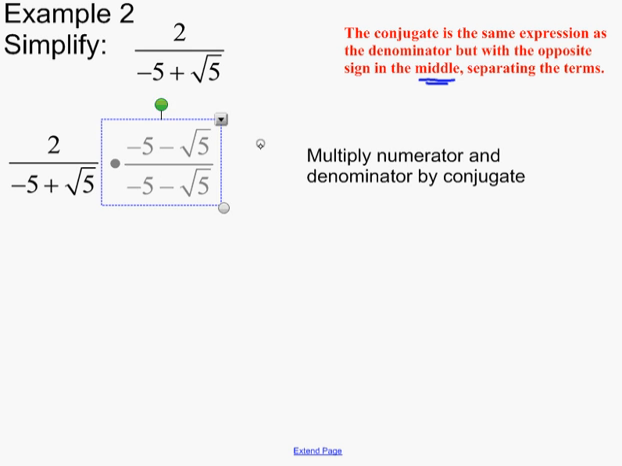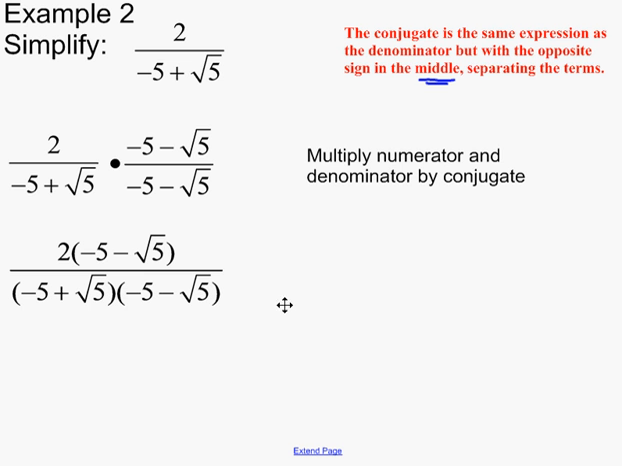So let's go ahead and do that. So here's the conjugate. The conjugate is the same expression as the denominator, but with the opposite sign in the middle. So that -5 stays -5. The only thing that's going to change is the sign in the middle. So we're going to multiply the numerator and denominator by the conjugate. So that's going to look like this. So we're going to have to distribute 2 on the numerator, and we're going to have to perform FOIL down here.